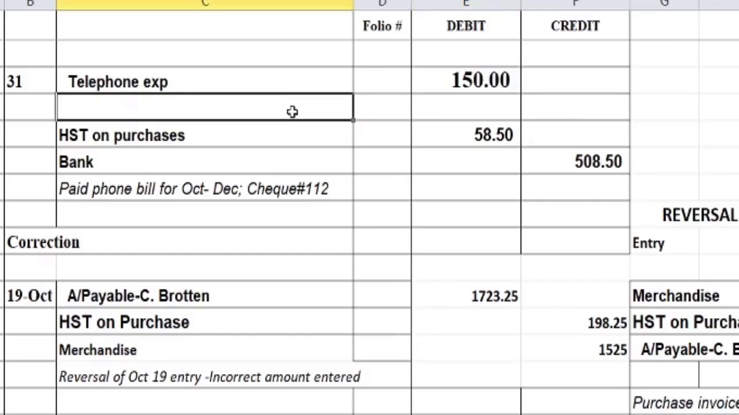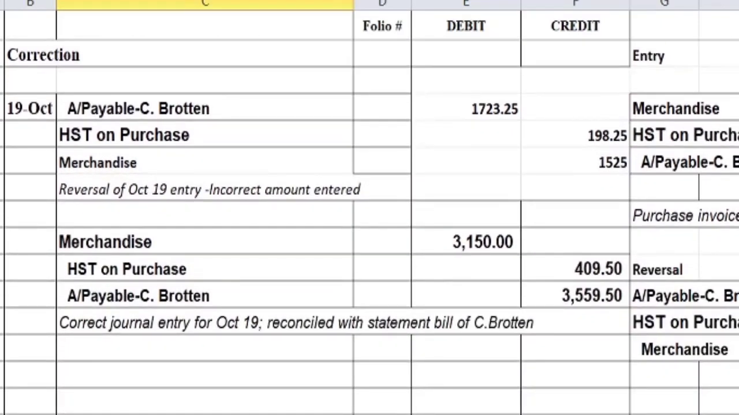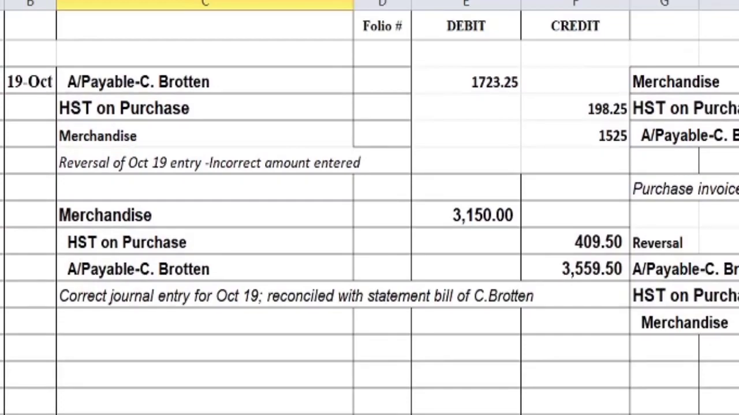Now you are going to calculate, because they send the total in the statement. You have to calculate HST also. So then we'll do a new journal entry. Account payable will now be 3,559.50. And merchandise will be 3,150. And HST will be 409.50. What? The total is 3,000. 1,836, right? You have to add 1,836 to what we have.